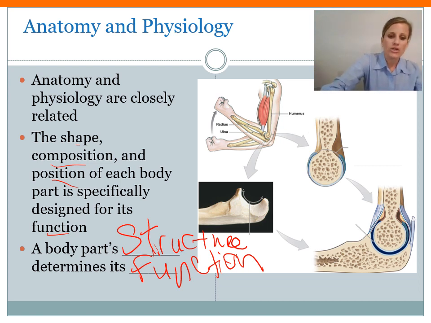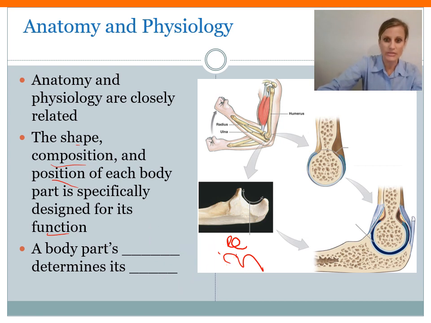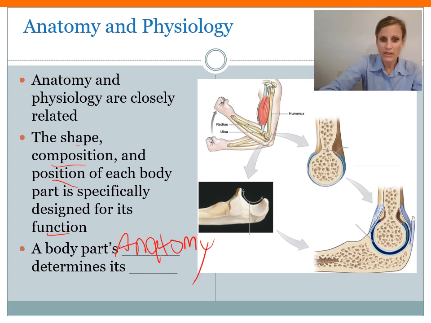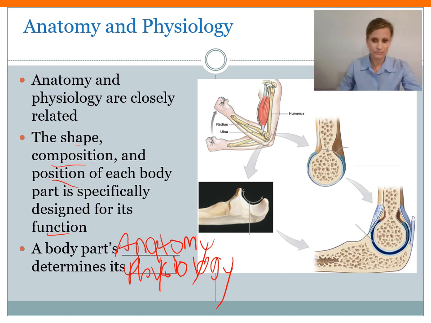Now let's say that using the actual technical terms, right? Let's say that using anatomy and physiology. We could say a body part's anatomy determines its physiology. Now over here in this picture, we see all sorts of anatomy. And then we could also see how that anatomy relates to physiology.